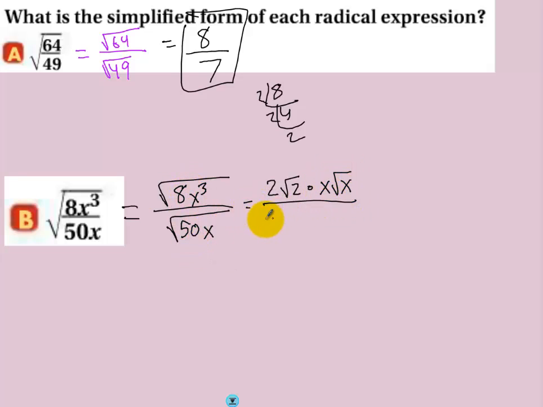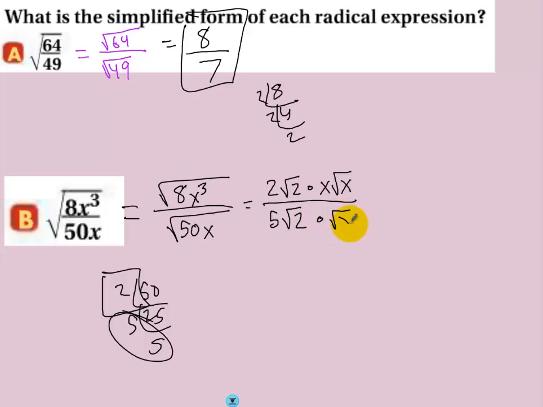Over 50. Now 50 simplifies. I can do the work over here. So 2, 25, 5, and 5. And you've got a pair of 5s and a lone 2. And so that's going to be a 5 square root of 2 times another square root of x.